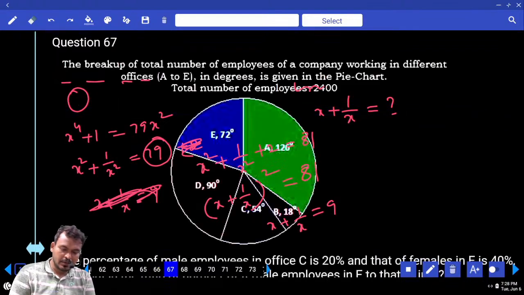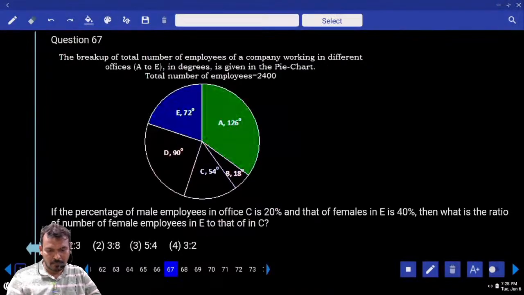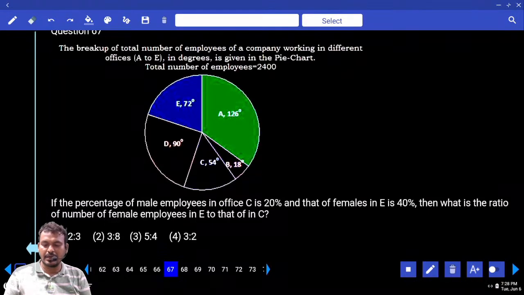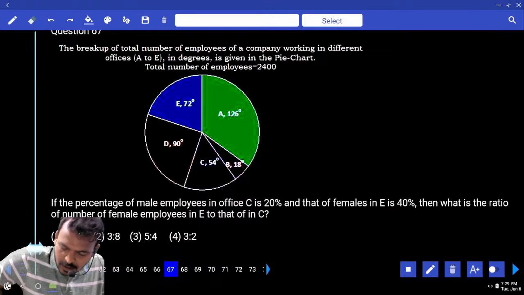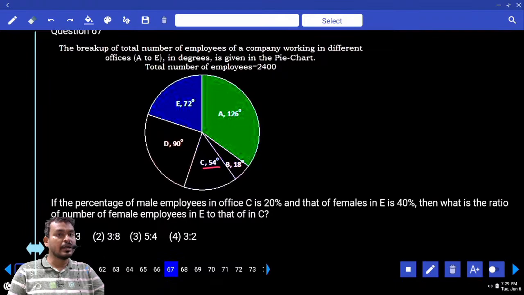Next question number 67. If the percentage of male employees in office C is 20% and that of females in E is 40%, what is the ratio of the number of female employees in E to that of in C? First, C, what degrees are given? 54 degrees. In that male is how much percent? 20%. Obviously remaining 80% are females or not?